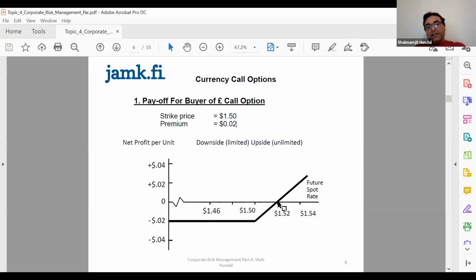But if you don't exercise the option, you would definitely lose 2 cents. Okay, so here 0 is better than -2. So you will exercise the option.